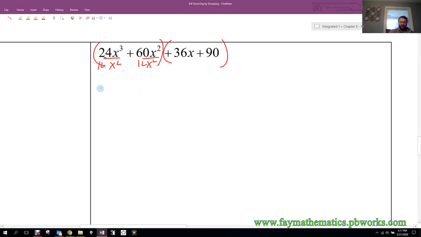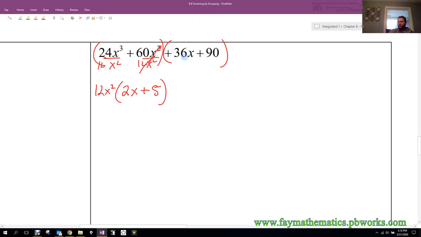Okay, 24 divided by 12 is 2. And it'll leave you just x. Okay, 60 divided by 12 is 5. And x squared divided by x squared is just x. Or sorry, no x squared. They cancel out completely. Sorry. So 60 divided by 12 is 5. Now I'm going to look at this over here.